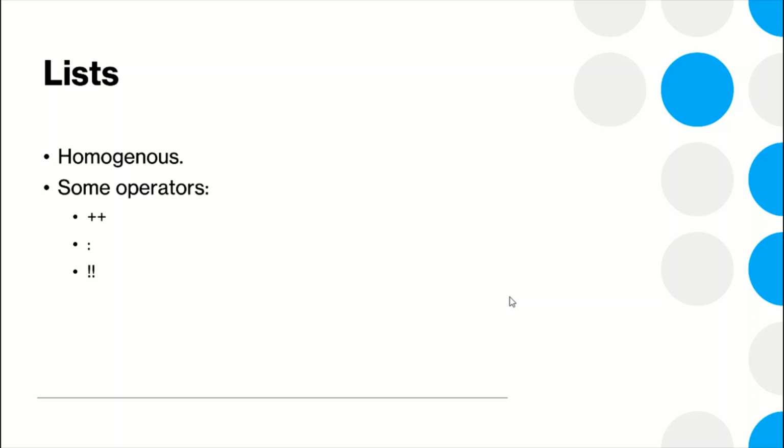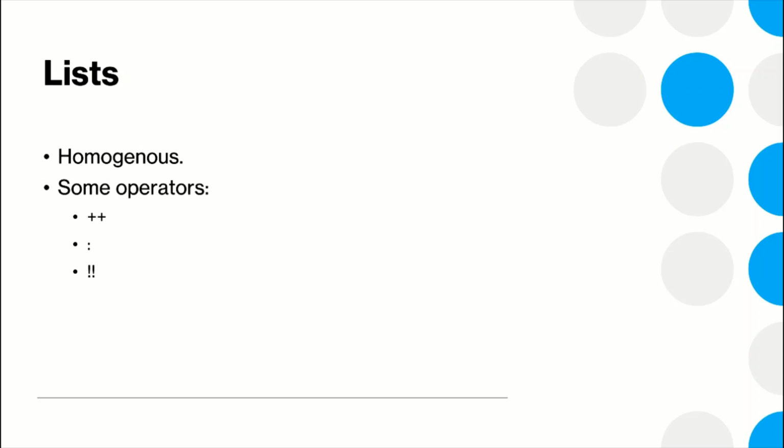And then we have the lists in Haskell. The lists in Haskell are homogeneous. That means that they are of the same type. So we can have a list of numbers or a list of characters, but we cannot have a list of numbers and characters together.